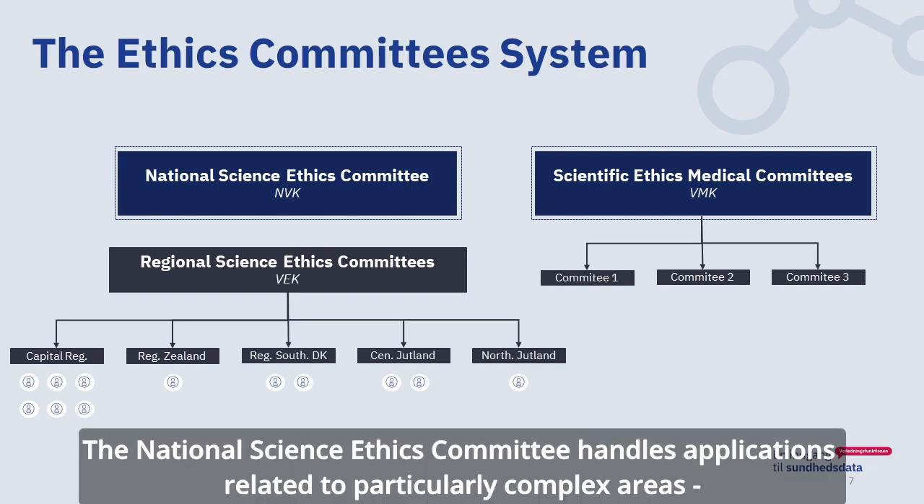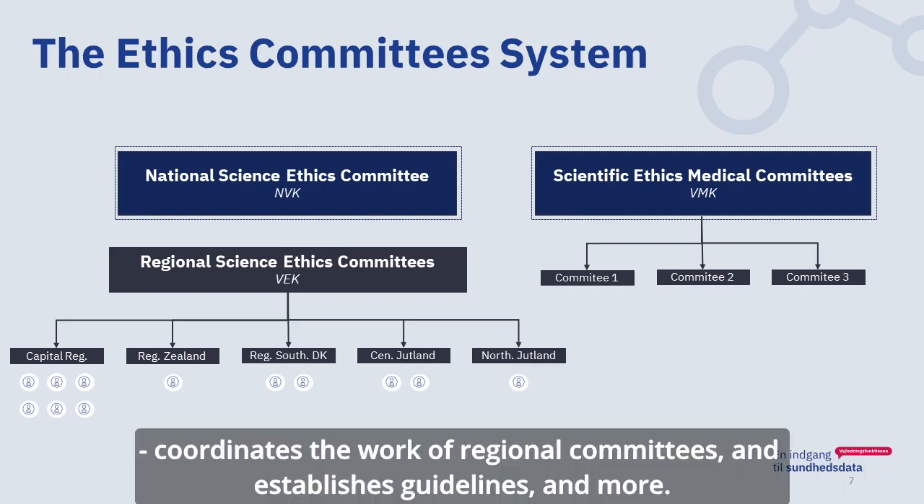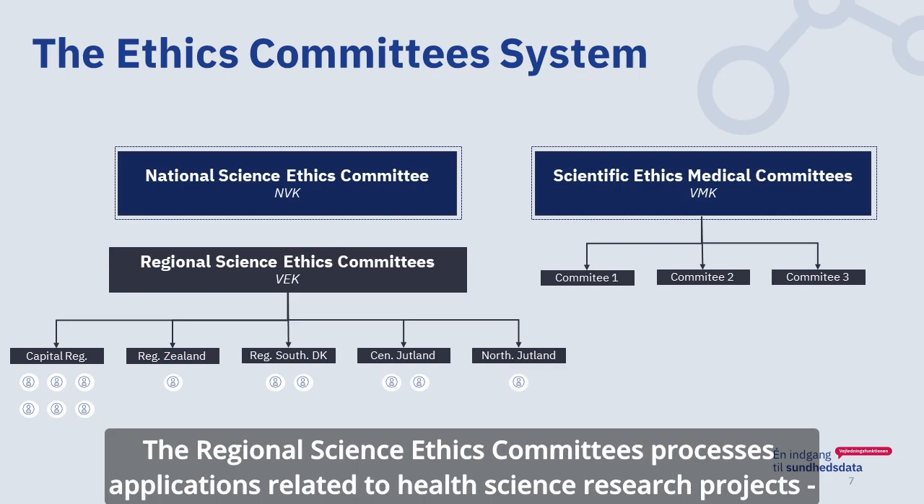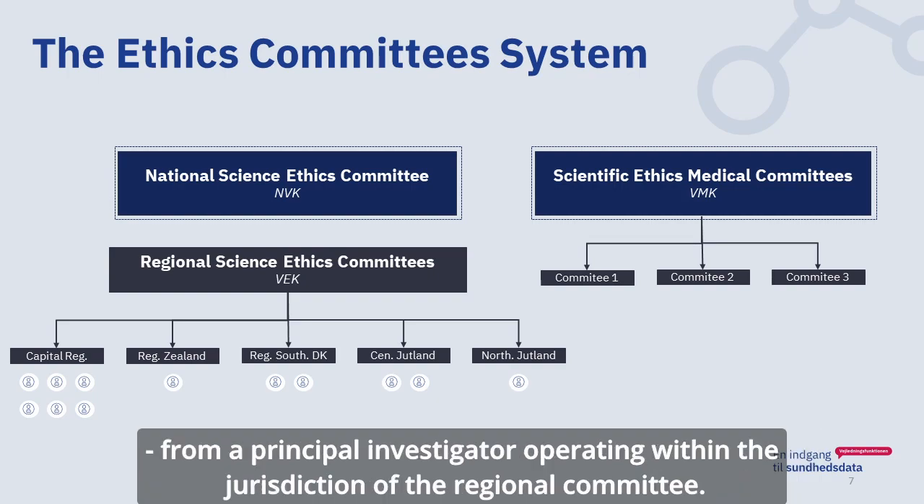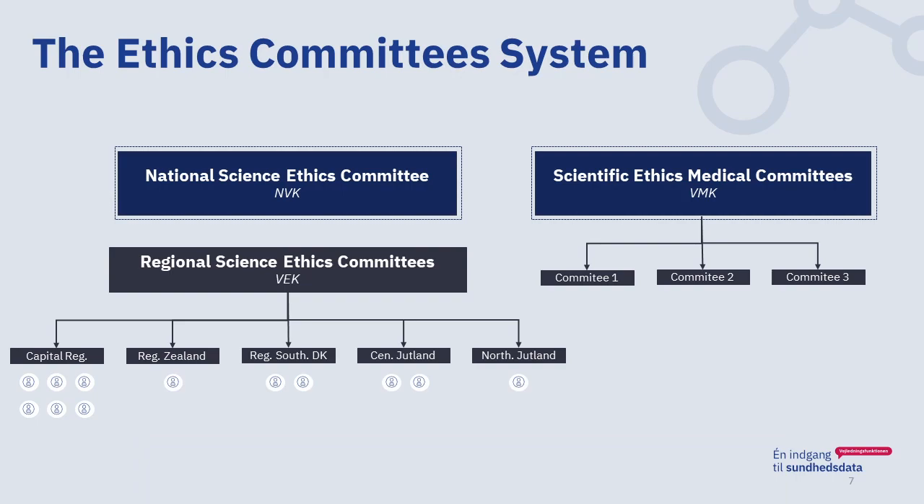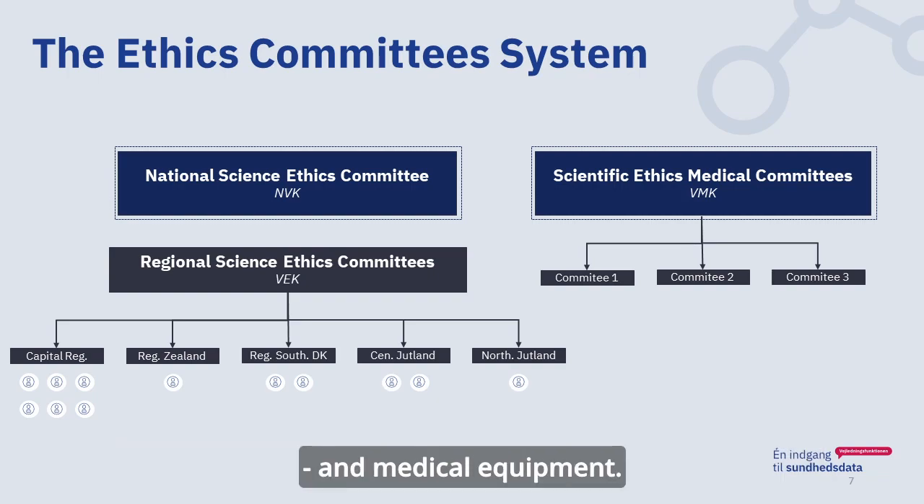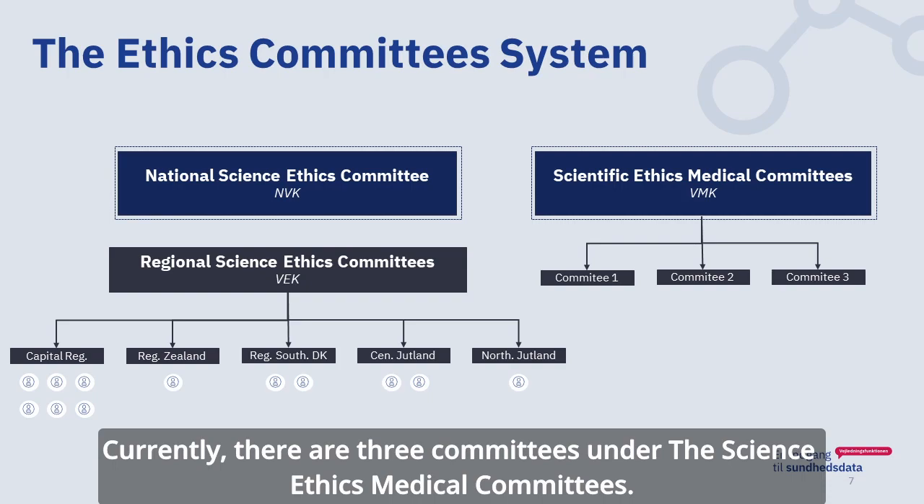The National Science Ethics Committee handles applications related to particularly complex areas, coordinates the work of regional committees, and establishes guidelines and more. The Regional Science Ethics Committees process applications related to health science research projects from a principal investigator operating within the jurisdiction of the regional committee. The Science Ethics Medical Committees deal with applications concerning clinical trials involving medicine and medical equipment. Currently, there are 3 committees under the Science Ethics Medical Committees.